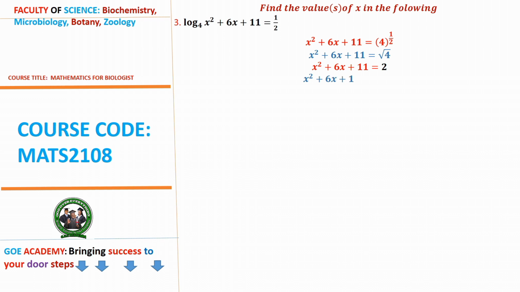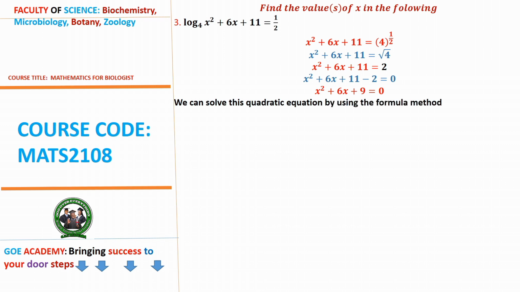At this level, I'm seeing that it looks like a quadratic equation, so I need to simplify. I need to end up with 0 on the right hand side. So I send 2 to the left hand side, and since it's crossing an equality sign, the sign has to change from positive to negative. So we are going to have 11 minus 2, which is 9, so we have x squared plus 6x plus 9 equals 0. So we can solve this quadratic equation. You see, this looks like a quadratic equation.